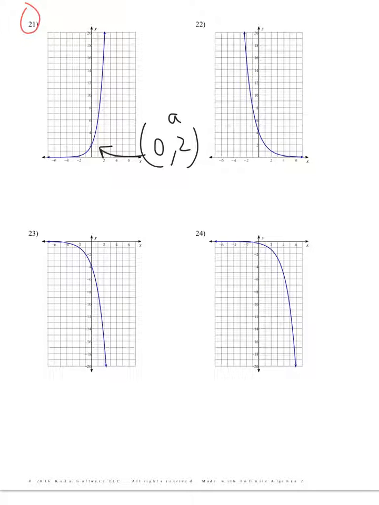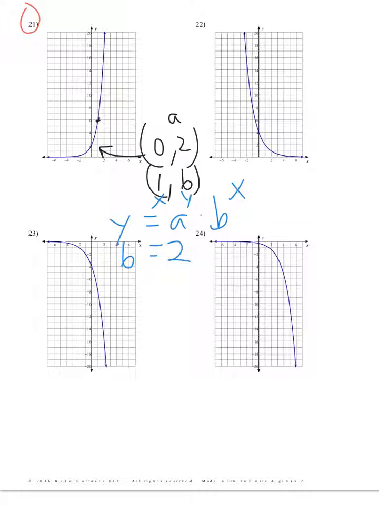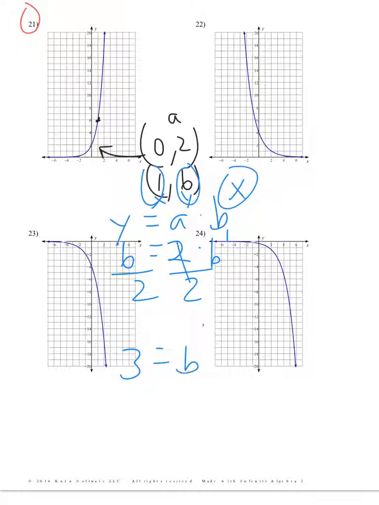So I'm going to pick (1, 6) right here. If we go through the process, y equals a times b to the x, we put in our a of 2, and then this is x, this is y, so 6 is equal to 2 times b to the first power. We're putting a 1 in there for x, and 6 for y. So the first step is divide by 2, so 3 equals b to the first.